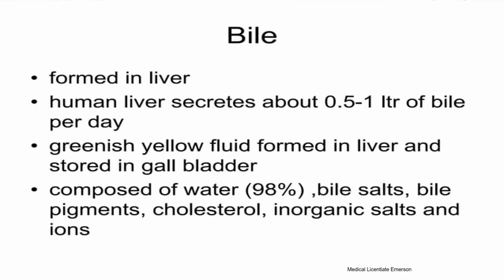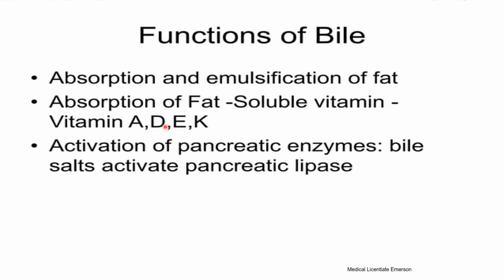Okay, so let's make progress. We are done with the liver. Let's go to the bile. The bile, of course, is formed in the liver, and the human liver secretes about 0.5 to 1 liter of bile per day. It is a greenish yellow fluid formed in the liver and stored in the gallbladder, and it is composed of 98% water, bile salts, bile pigment, cholesterol, inorganic salts, and iron. Then functions of bile: it is important for absorption and emulsification of fat.